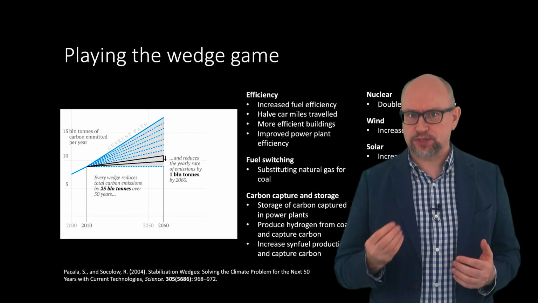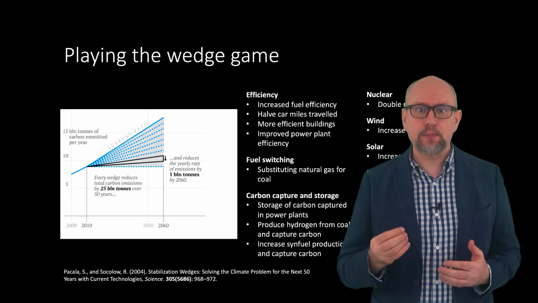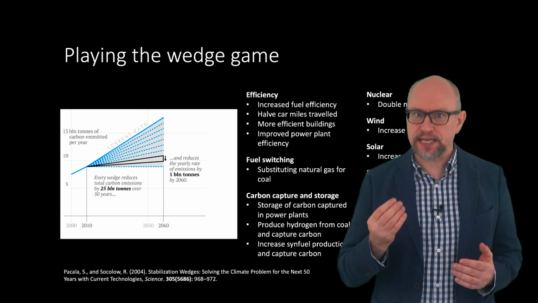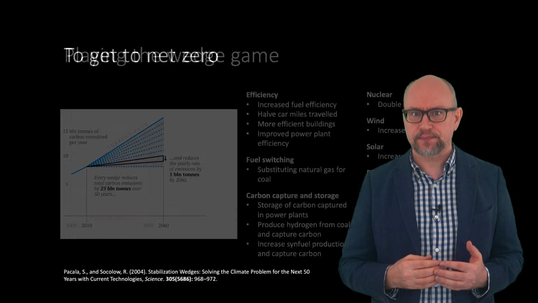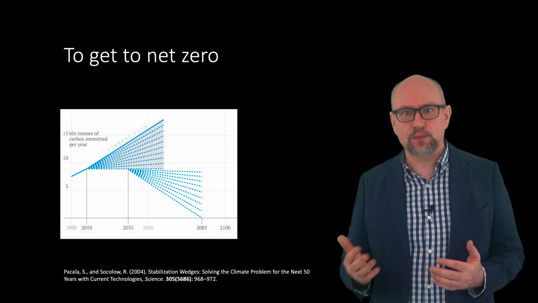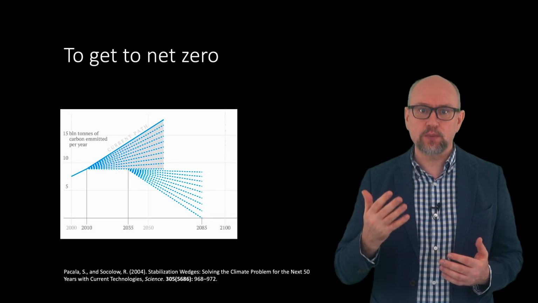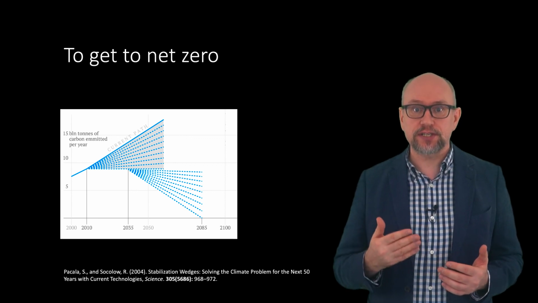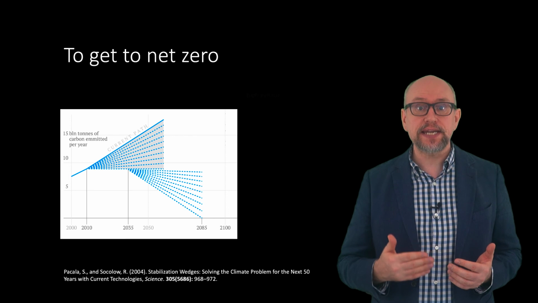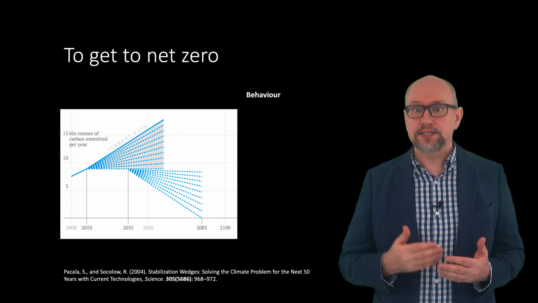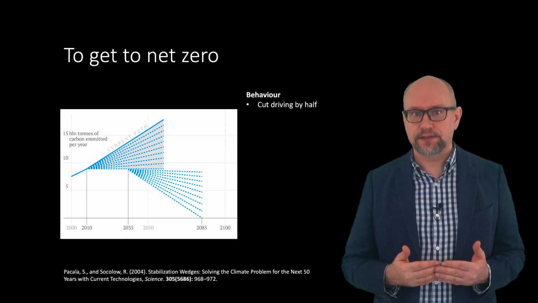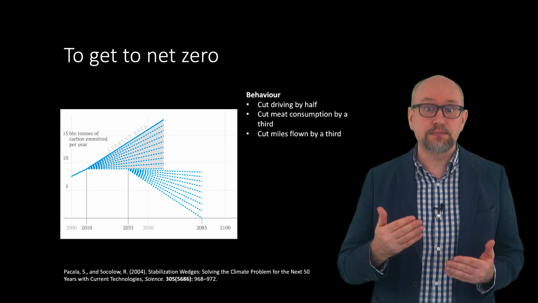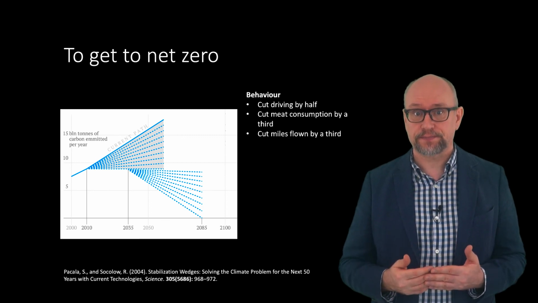Although no single strategy will suffice, a combination of the technological strategies described here will build the stabilization required. However, further wedges will be required to bring the world down to no carbon emissions. In addition to the technology wedges, we may need behavioural wedges, such as cutting driving in half, cutting projected meat consumption by a third, or cutting projected miles flown by a third.